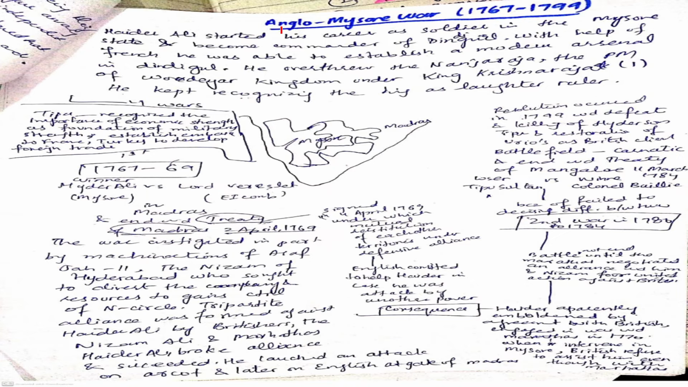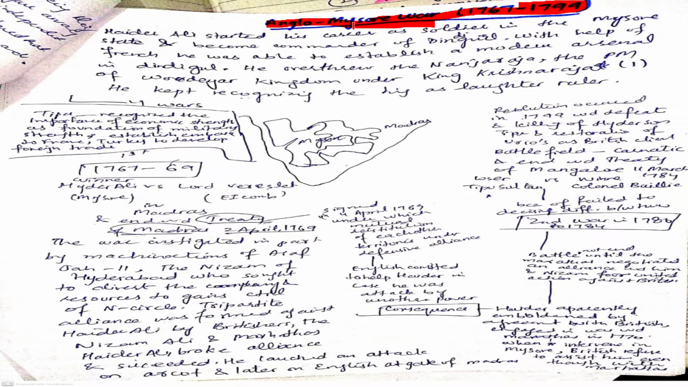So first, let us come to the Anglo-Mysore War, which was held between 1767 and 1799. First we are going to know about the background of the Anglo-Mysore War. Hyder Ali started his career as a soldier in Mysore and became commander of Dindigul. With the help of the French, he was able to establish a modern arsenal in Dindigul. He overthrew Nanjaraja, the prime minister of the Wodeyar kingdom under King Krishna Raja.